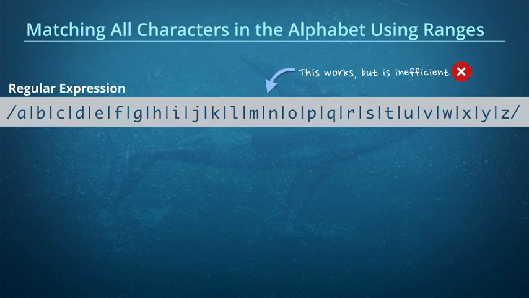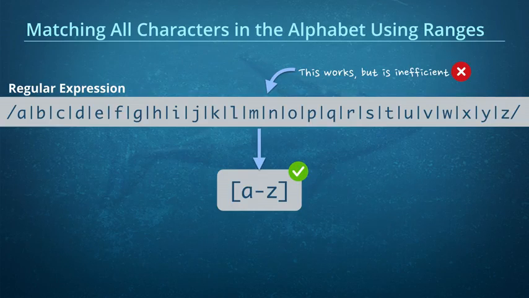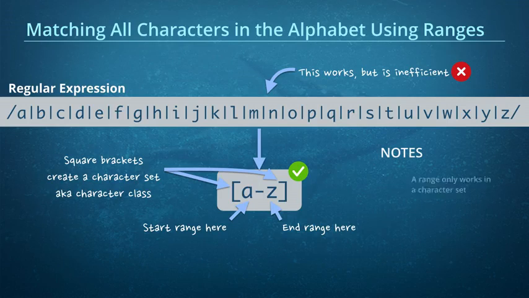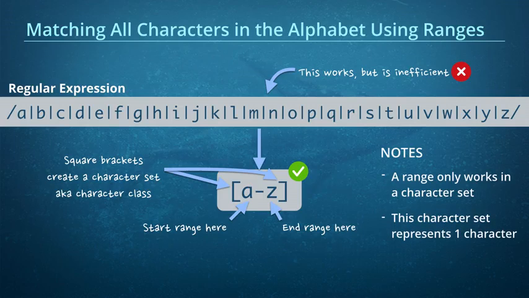One solution would be to use a character set, and a character set is represented by these square brackets, and represents one character in our subject. And then within, we're going to use a range, and here we're using a range from A to Z. So we will match one character in our subject string from A to Z. Now there's two important notes about this. A range only works within a character set, and a character set only represents one character in our subject.